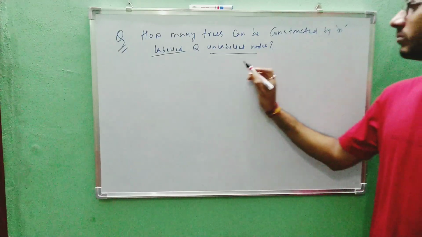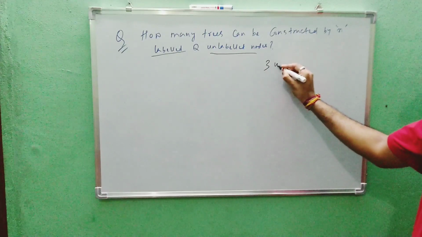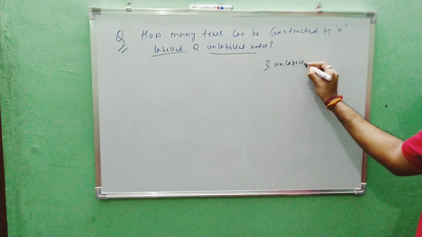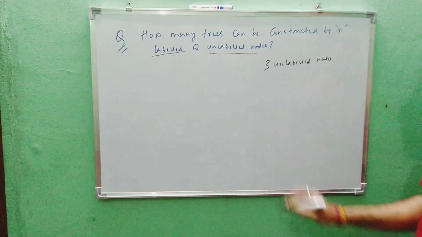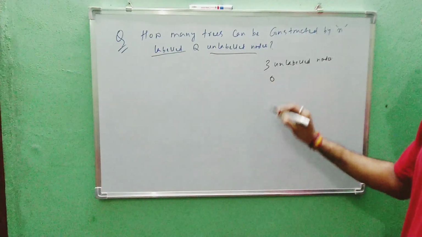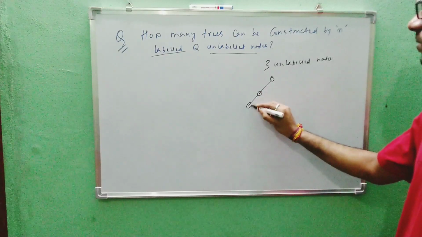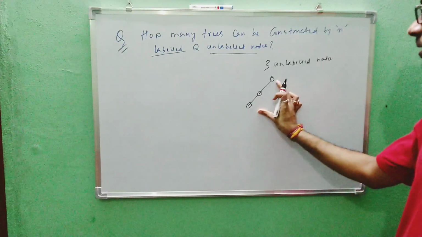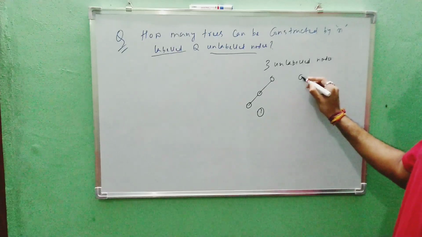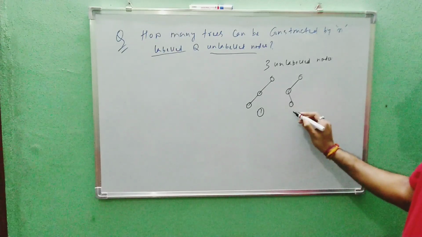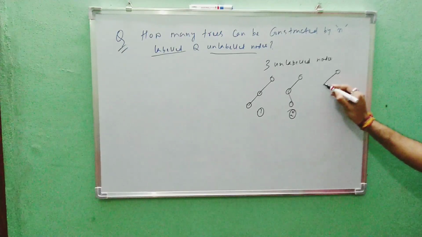Let us take 3 unlabeled nodes. So this can be the scenario. Let's say we have 3 unlabeled nodes. So how can we arrange? First of all, one of the arrangements will be this, isn't it? 3 nodes can be arranged in this way. It becomes a tree. So this is tree number 1. Another tree that we can have is this one. This is tree number 2. Another tree that we can have is this.